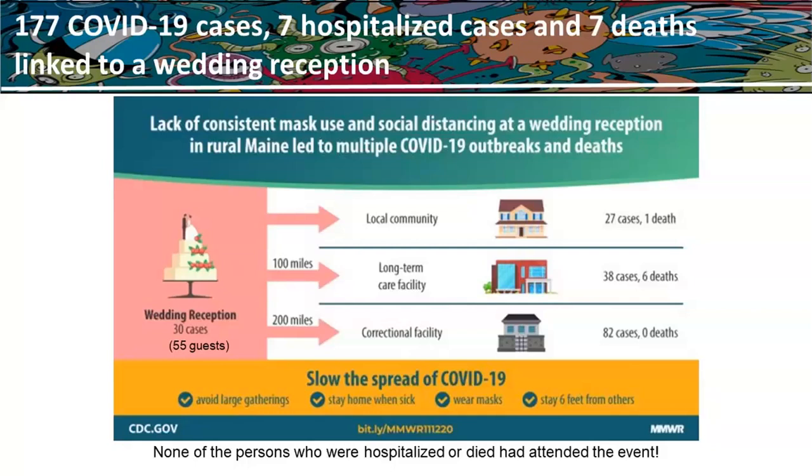and there occurred a lot of deaths, of course, because there were the elderly, but also 200 miles away, a correctional facility was infected with 82 cases, zero deaths, and most of them, young, healthy men, didn't develop any symptoms. But altogether, there were 177 COVID-19 cases after this wedding reception, 7 hospitalized cases, 7 deaths were all linked to a wedding reception, and none of the persons who were hospitalized or died had attended the event. And that shows how difficult it is to live with this virus, because we are spreading it like crazy just because we are living our life. That's really so difficult with this kind of virus.